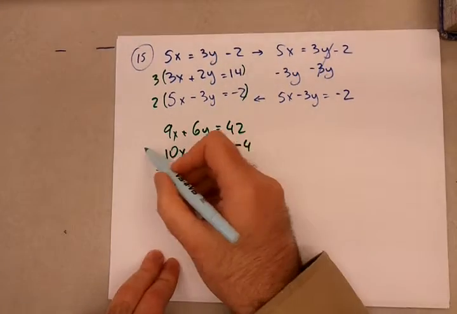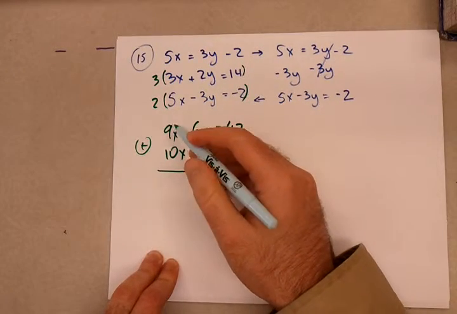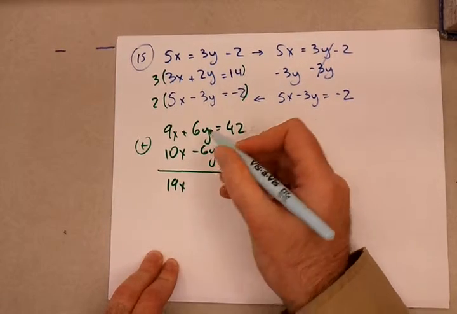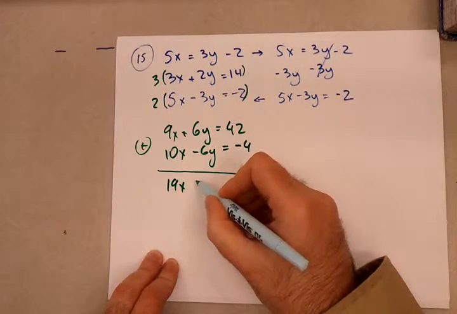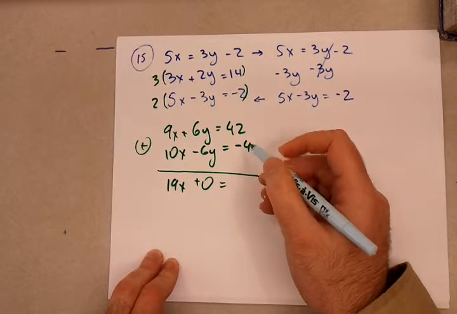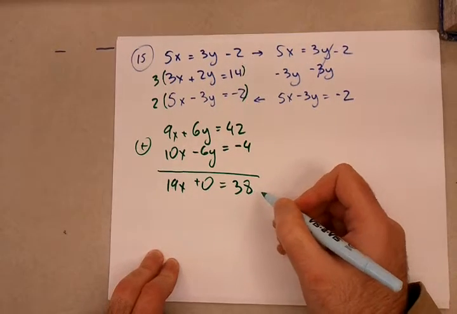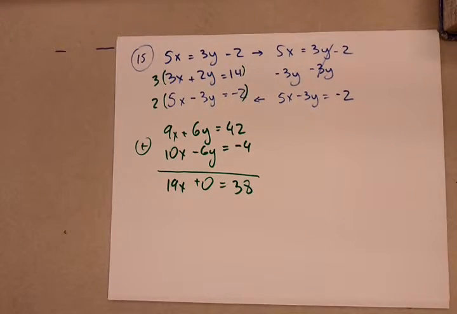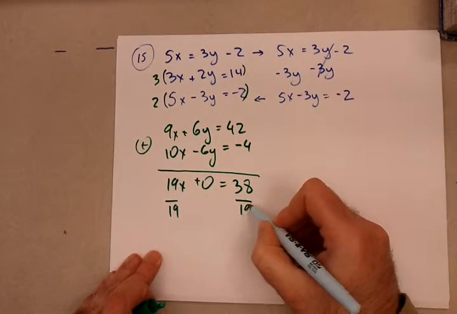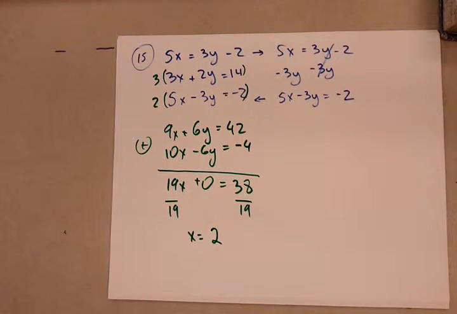I'm going to use addition. So if I add these two, they will cancel each other out. So 9x plus 10x, that is 19x. 6y plus a negative 6y, that's 0. And 42 plus a negative 4, that's going to give us a positive 38. So essentially 19x equals to 38. If I divide both sides by 19, I should get x being equaled to a 2.